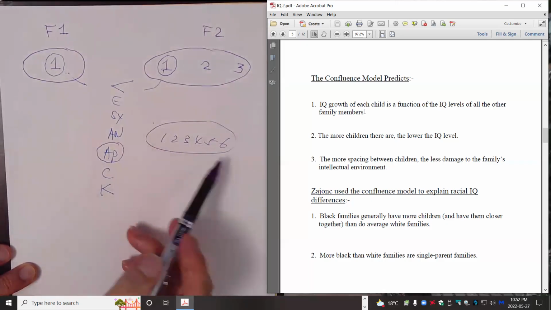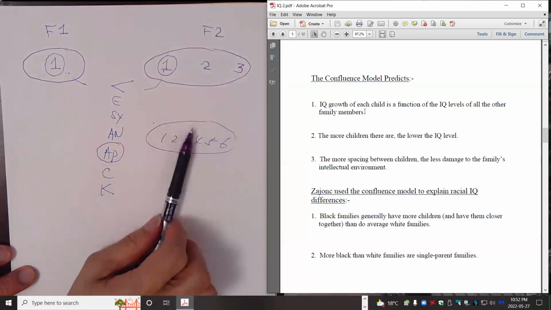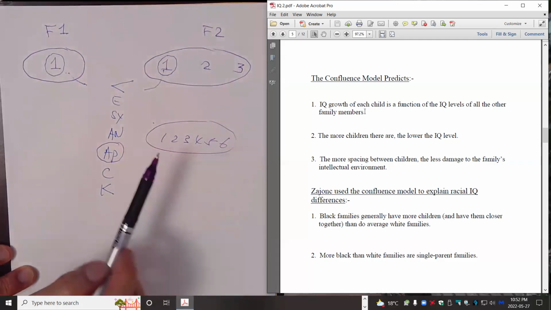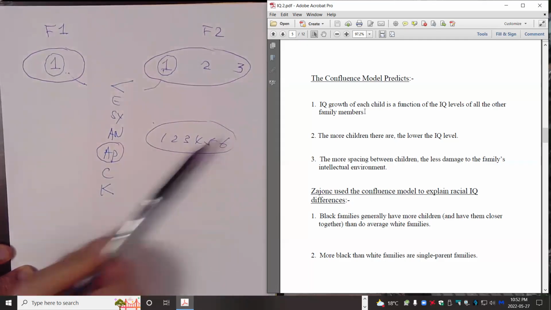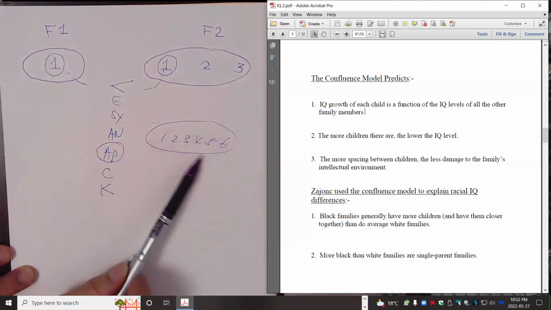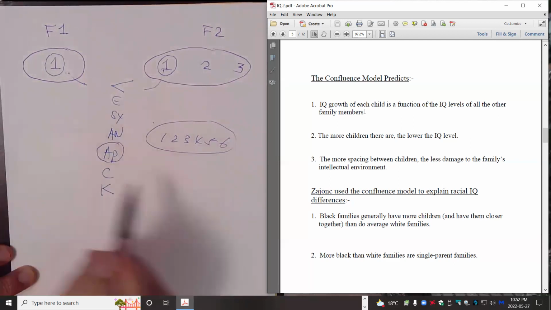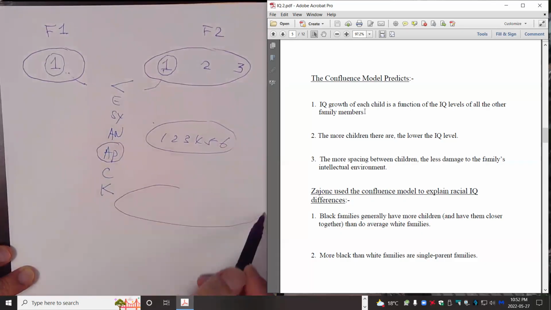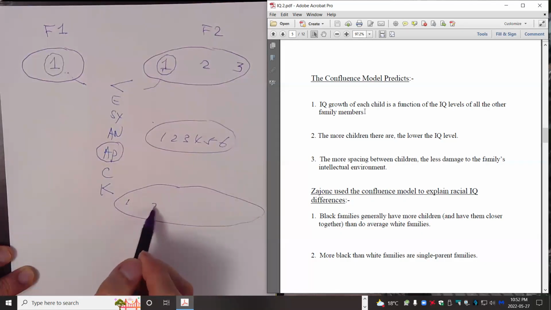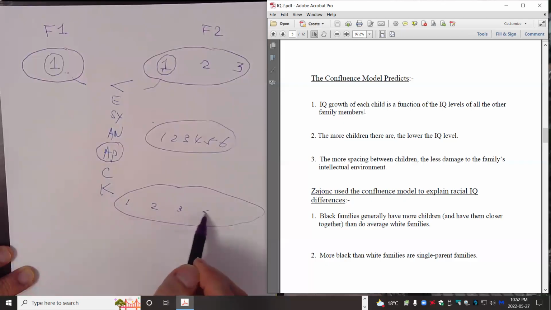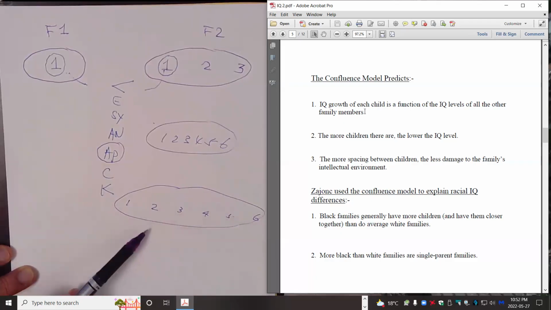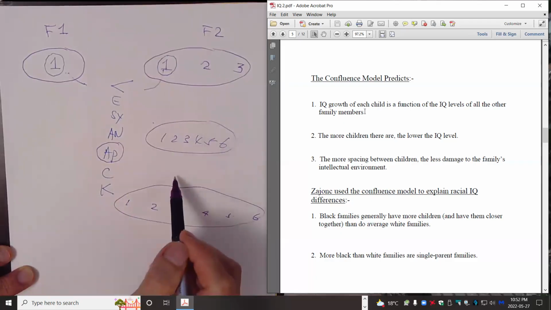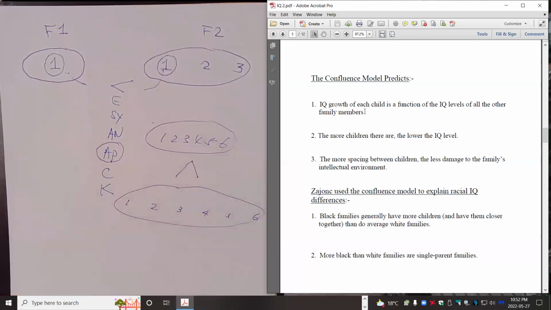See, 6 children, 1 year apart. So the mother gave birth to 6 of them like a machine gun. Bang, bang, bang, bang, bang. Now, here, versus one, versus another one here, 3 years apart. This is 3 years apart. Same size, but then this one has significantly higher IQ than this family.